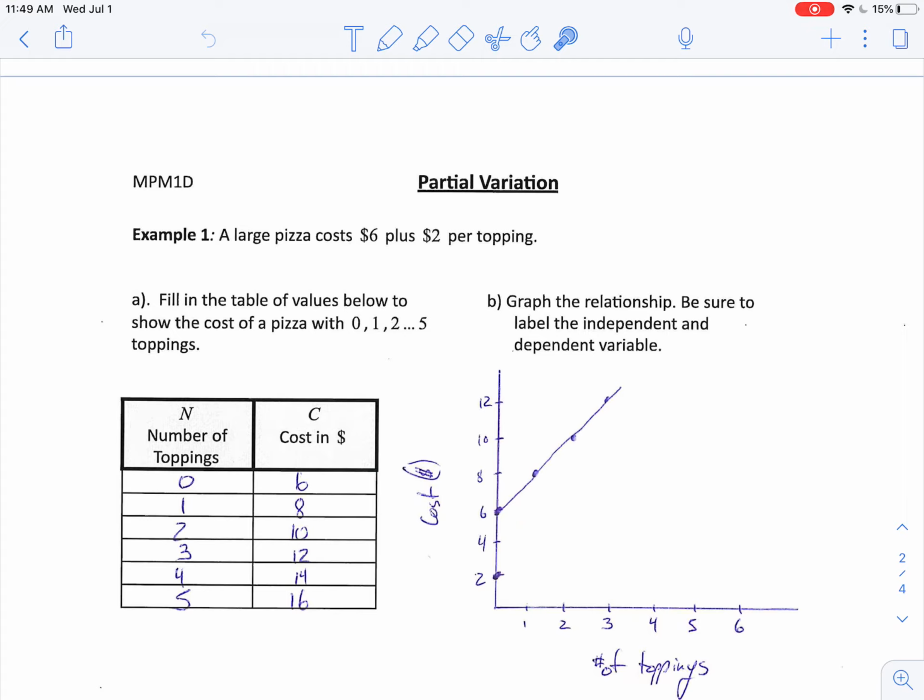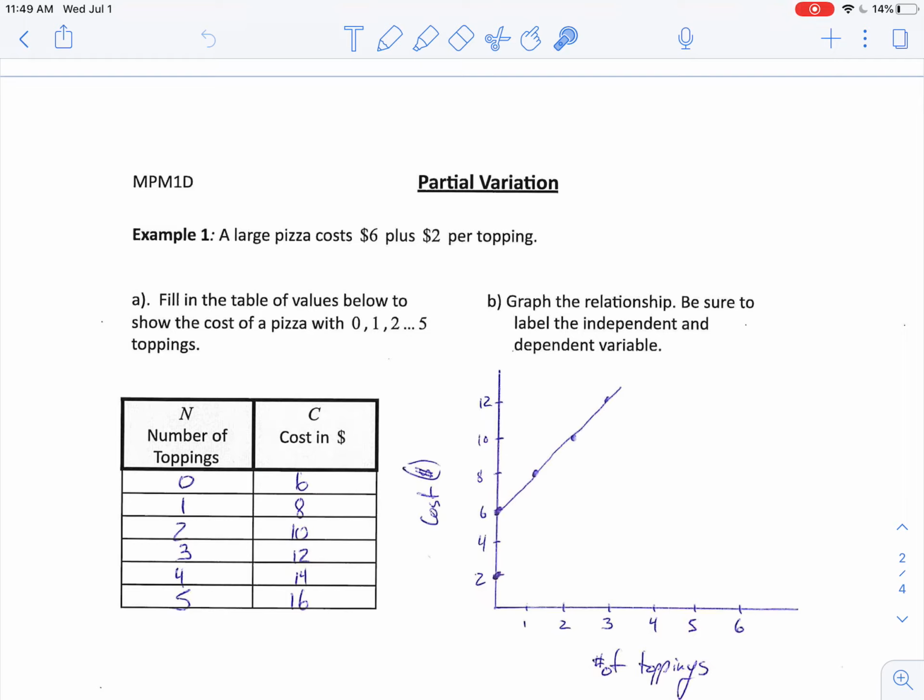So the number of toppings, 0, 1, 2, 3, 4, 5. We know that with 0 toppings, it costs $6. And then for 1 topping, it's an additional $2. So then I keep adding the number of toppings. It's increasing by $2 for each of those toppings, and I get my cost values or my y values here.